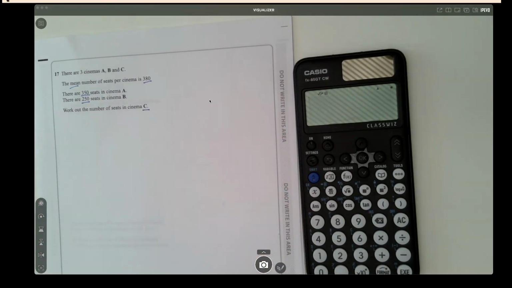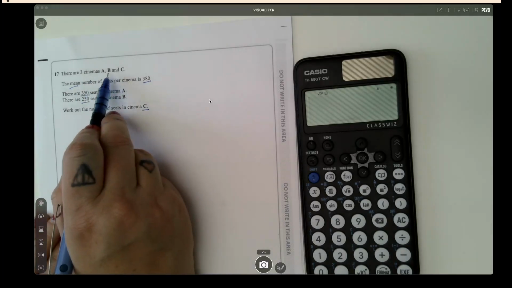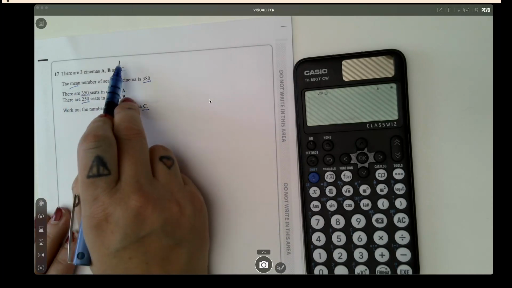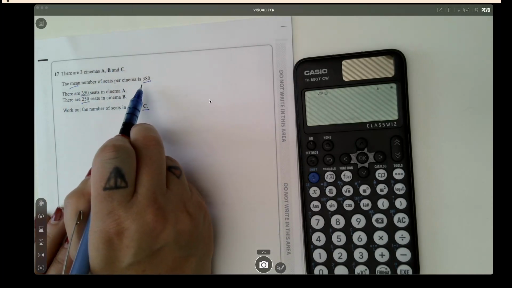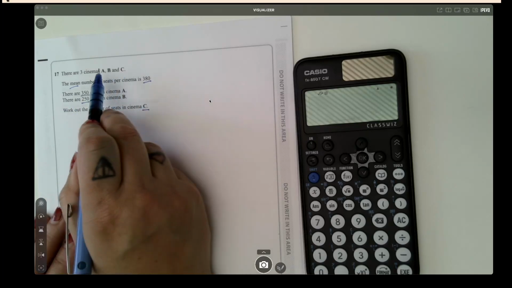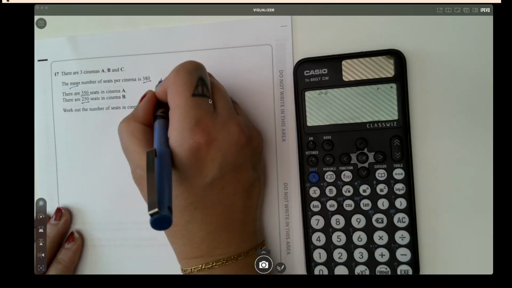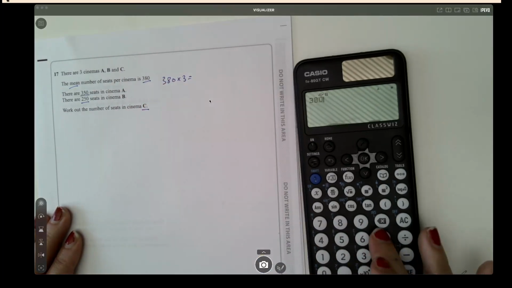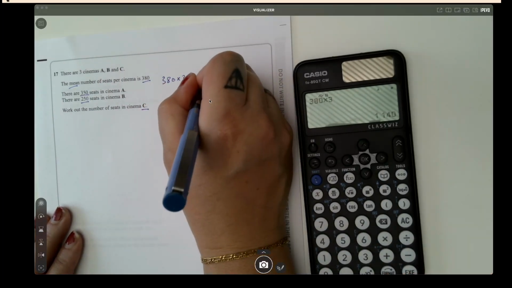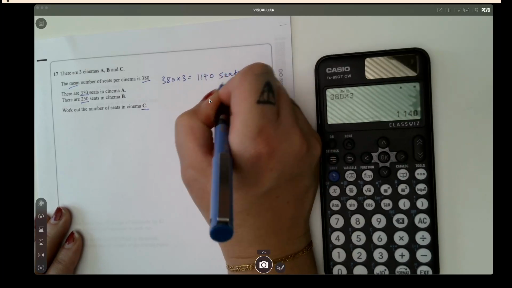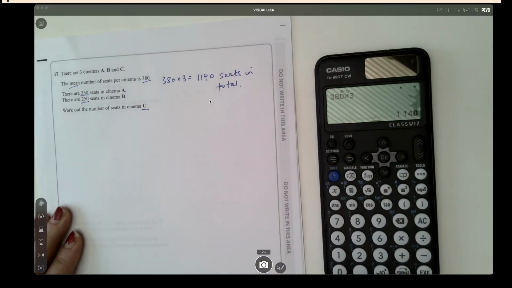So let's go back to the first piece of information. There are 3 cinemas and the mean number of seats is 380. So if the mean number of seats of those 3 cinemas is 380, we would have added the number of seats together and then divided by 3. So let's reverse that. So 380 times 3 tells us that there were 1,140 seats in total. So that's across all 3 cinemas.